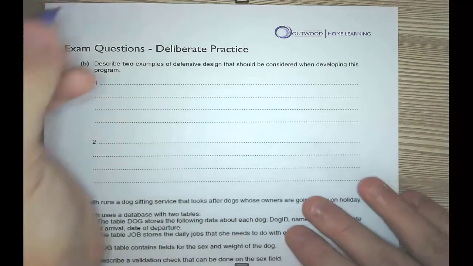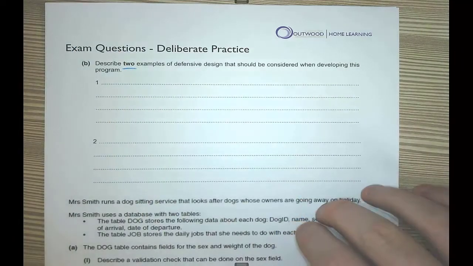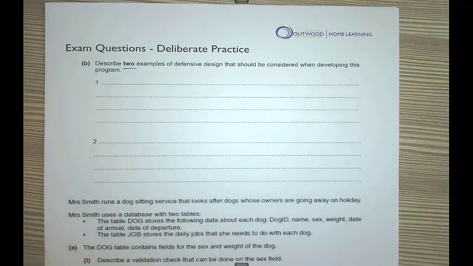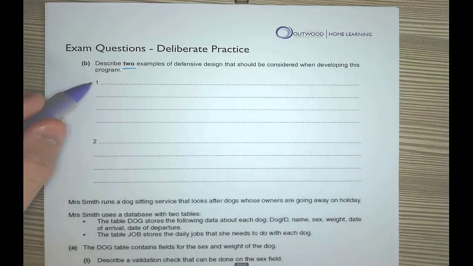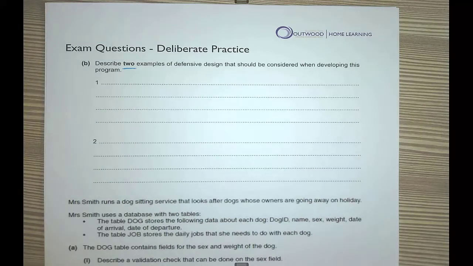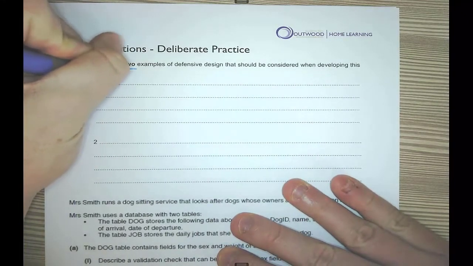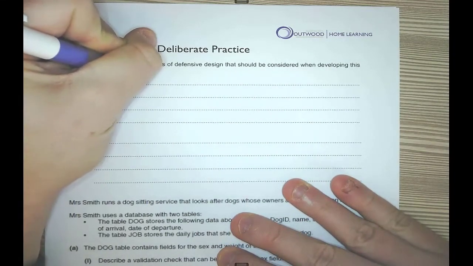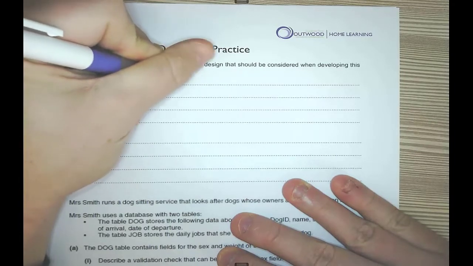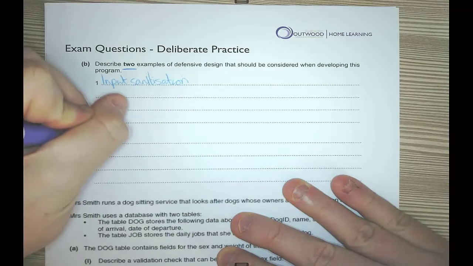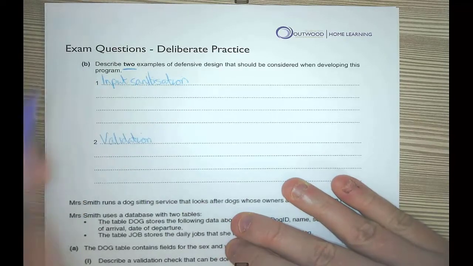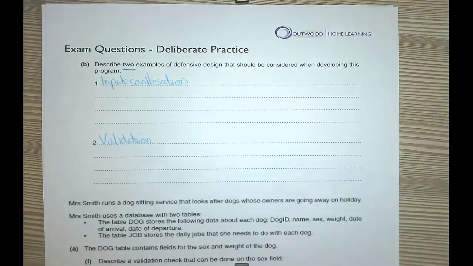Okay, so the first thing says, describe 2 examples of defensive design when developing a program. Now, key thing here is, this question is worth 4 marks. So you're going to get 2 marks just for identifying 2 appropriate defensive design techniques. So straight away, I'm just going to write input sanitization. And I'm going to write validation. I've immediately got 2 marks without even really doing much for the answer. Now, to get the other 2 marks, you're going to need to explain how these work.